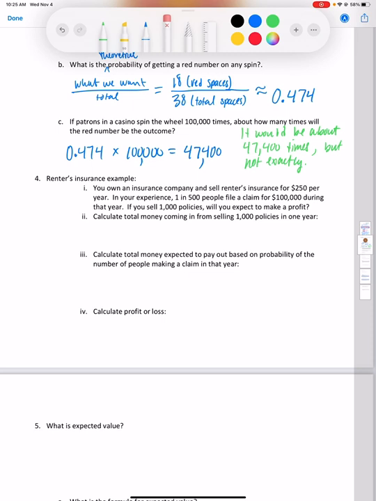So you are selling 1,000 policies for $250. That's how much money you're going to get in, and that's called revenue. So we calculate the money coming in. That's what we're doing here.